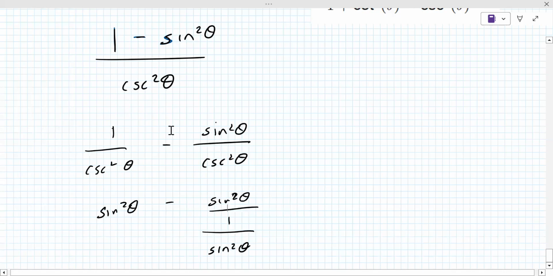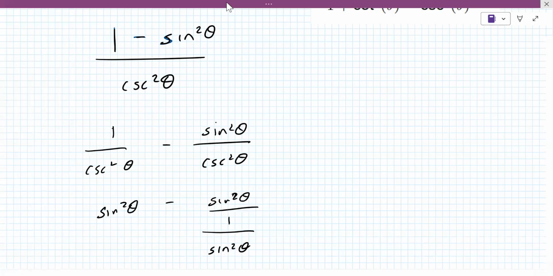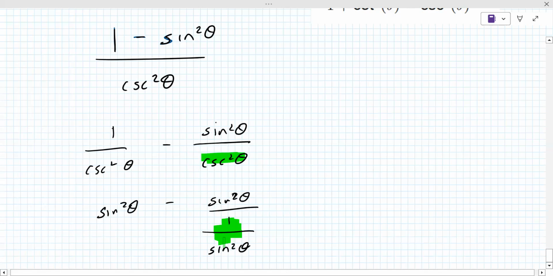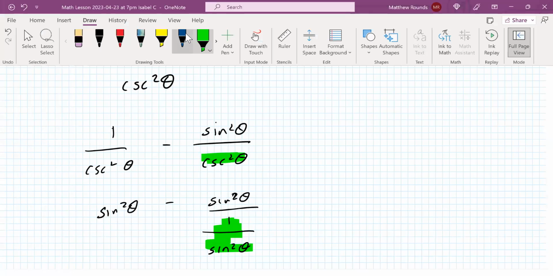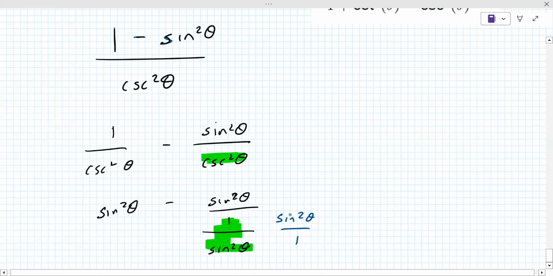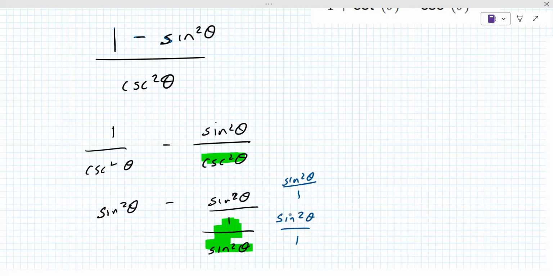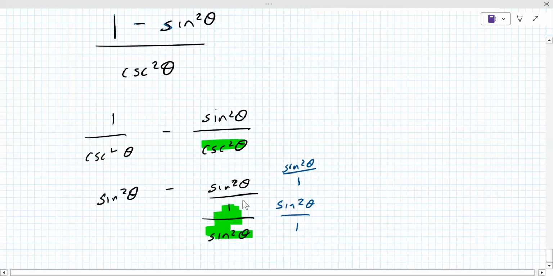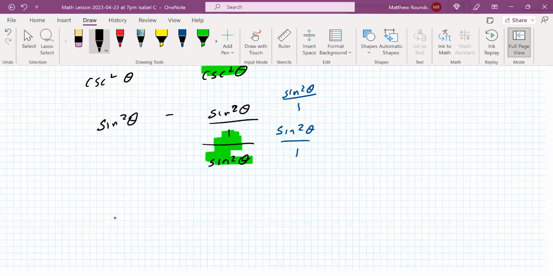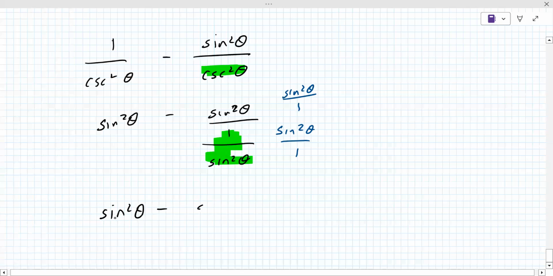So the cosecant squared theta is all of this down here. And this looks bad. You don't want to have fractions at the bottom, so you multiply top and bottom by the reciprocal. Okay, so in the numerator, you end up getting sine to the 4th theta. Sine squared theta minus sine to the 4th theta.